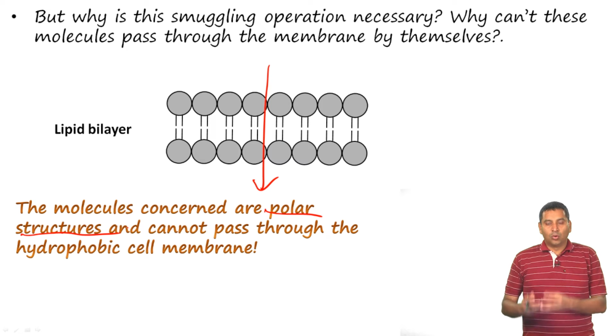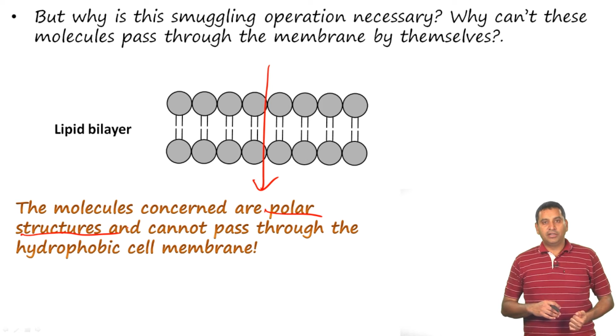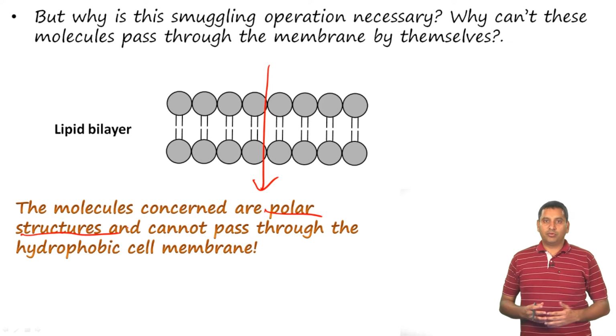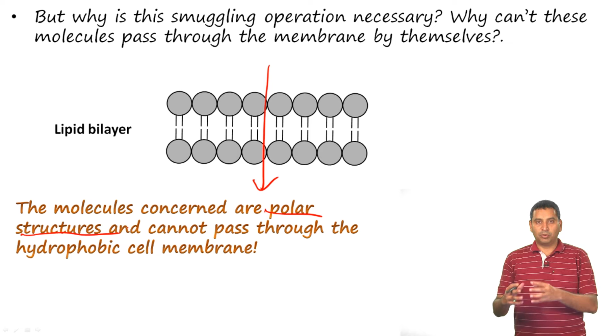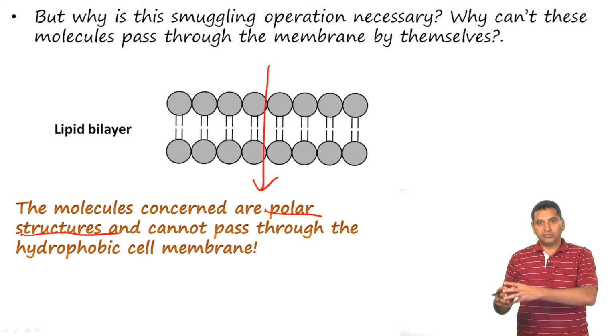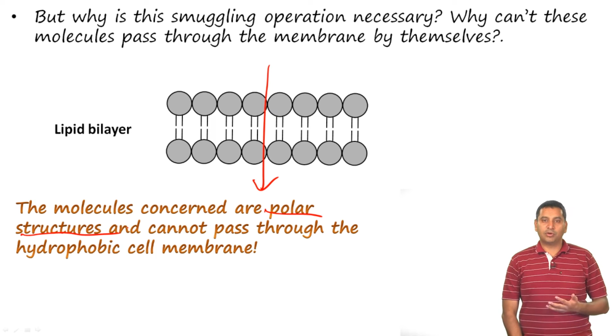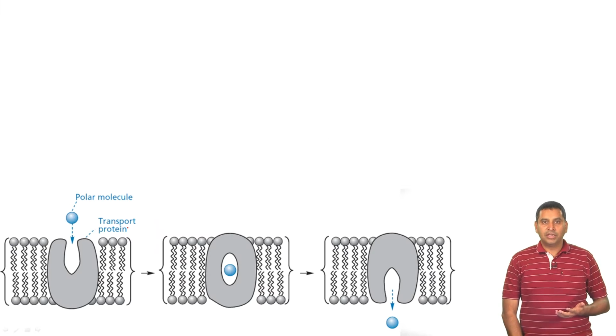And if we do not have a mechanism by which these polar structures are taken in, then it becomes impossible for us to synthesize proteins, nucleic acids or carbohydrates, which are all important cellular components. So, let us look at how a transport protein typically functions.